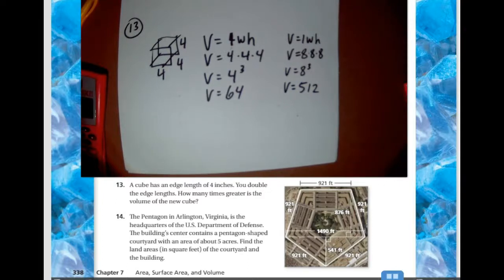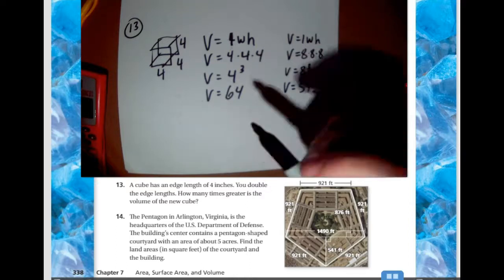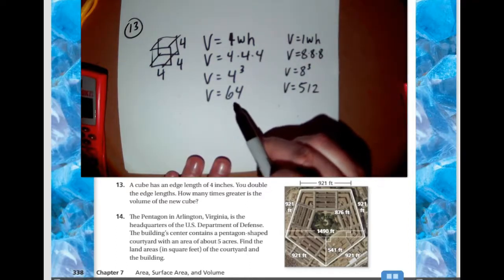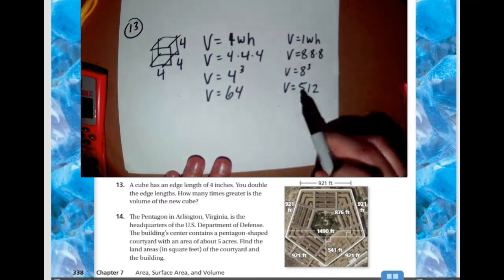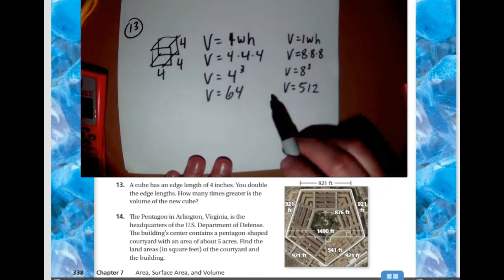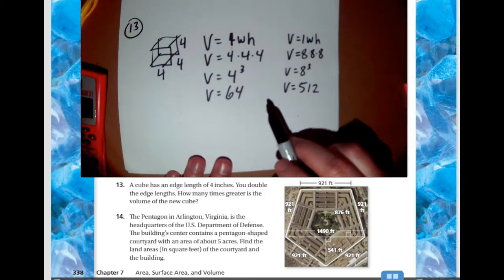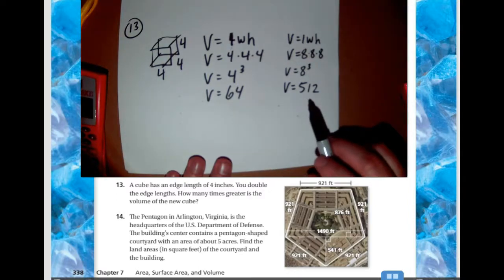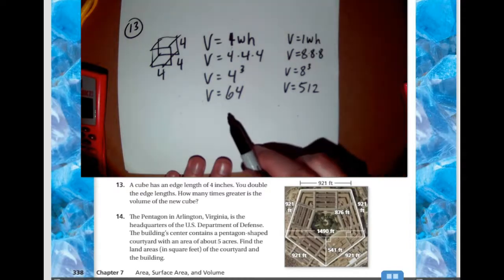Now that's important to know, and it helps us to find the answer to our question, which is, how many times greater is the volume of the new cube? Well, this cube was 64 cubic inches. This cube is going to be 512 cubic inches. I want to figure out, what am I doing to 64? How many times do I have to multiply that to get to 512? Another way to think of it is, what's 512 divided by 64? Because that'll also get my answer.